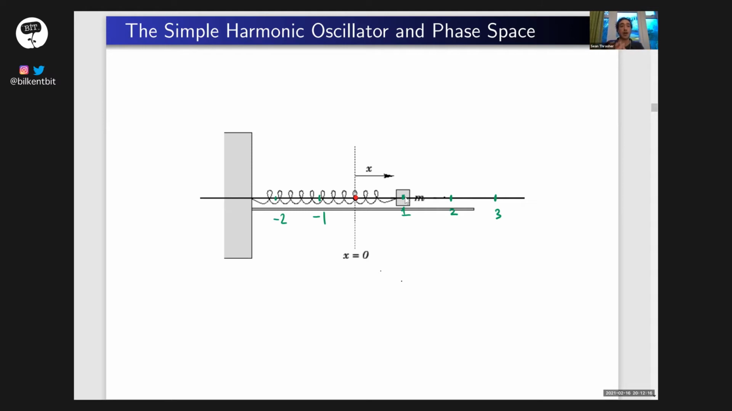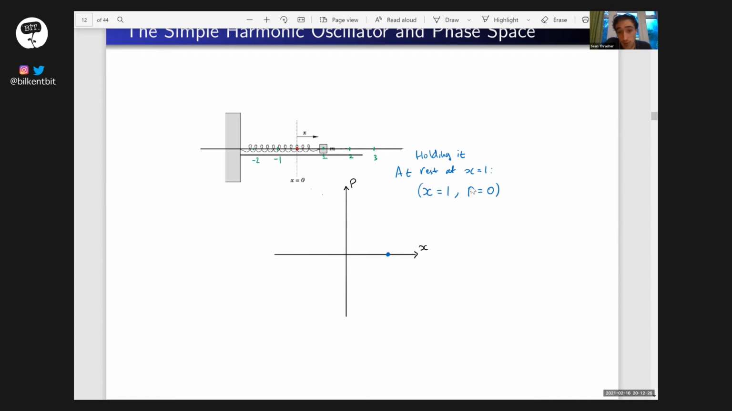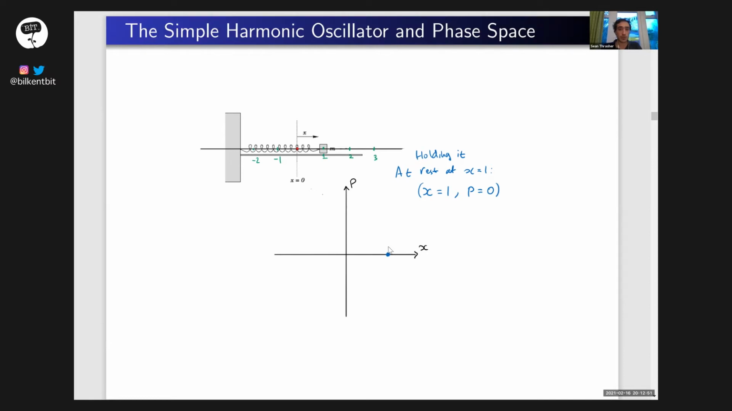Of course, I've also got to know how fast it's going, so what the momentum is. For example, if I'm holding this guy at rest here, that would correspond to x equals 1 and p equals 0. If I draw on my y-axis the possible momentum and on the x-axis the possible x values, I would be somewhere here. I hope you can appreciate that I've encoded the state of this system by a single point. Are there any questions?